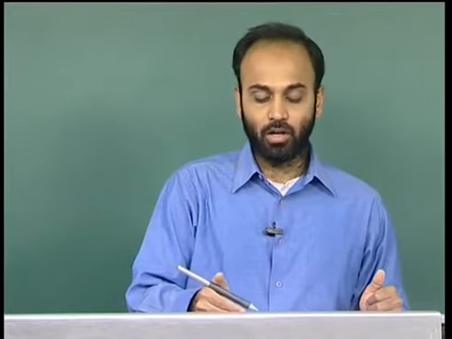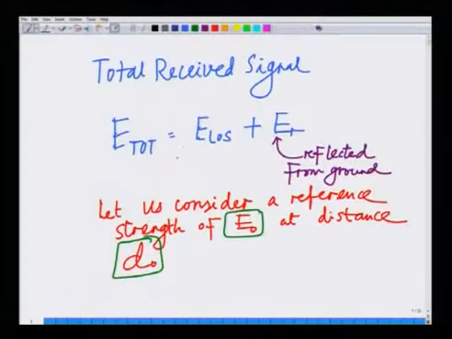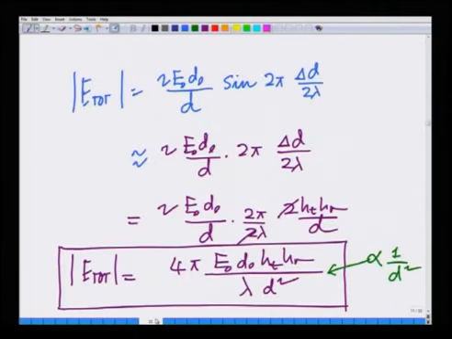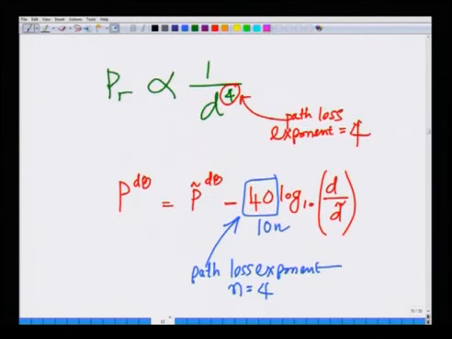We said in the ground reflection model, I have a total received signal field strength which is given as a sum of the line of sight or the direct component plus the reflected component ER. Further, in this ground reflection component, the received field strength is proportional to 1 over d square. Hence, the total received power is proportional to 1 over d to the power of 4, that is, the power decays as the fourth power of distance. Hence, the path loss exponent is nothing but 4.